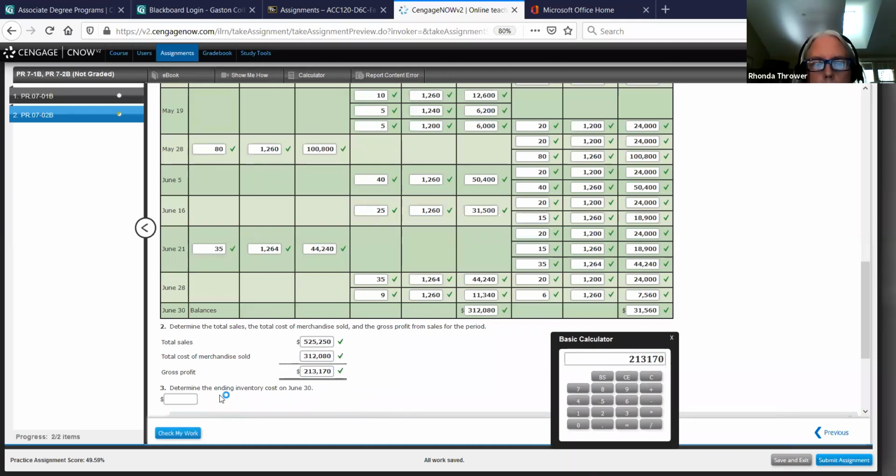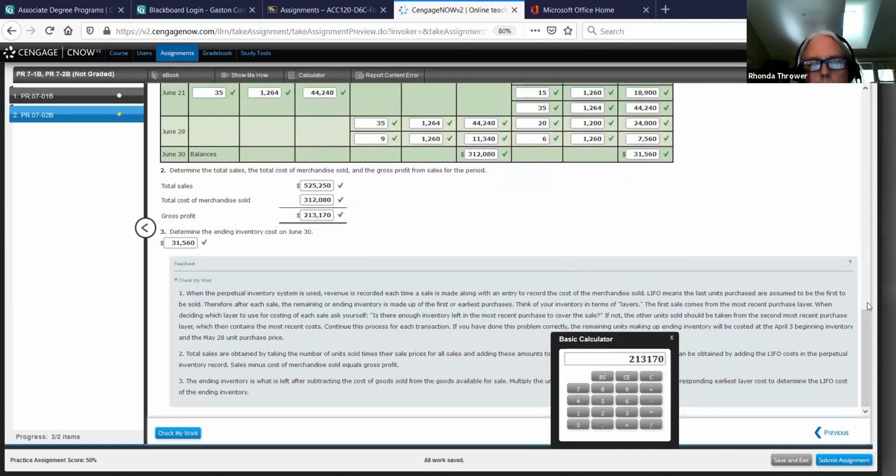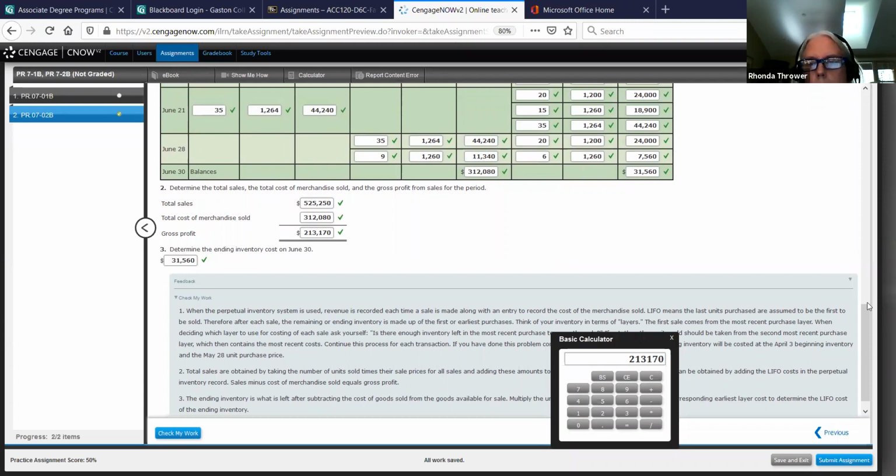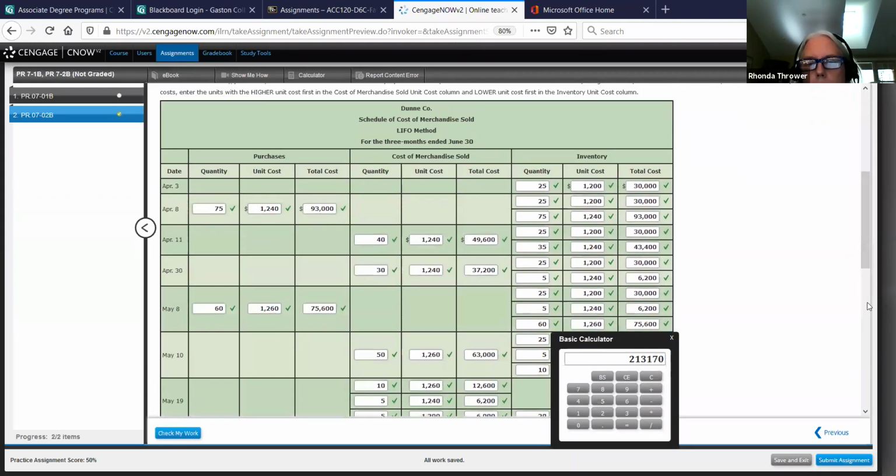And then in part 3, they ask you to determine the ending inventory. Well, you've already done that. You just pick up the amount that was for these two combined, 31,560. And that's all they ask for. And so that's all you do with the LIFO method.